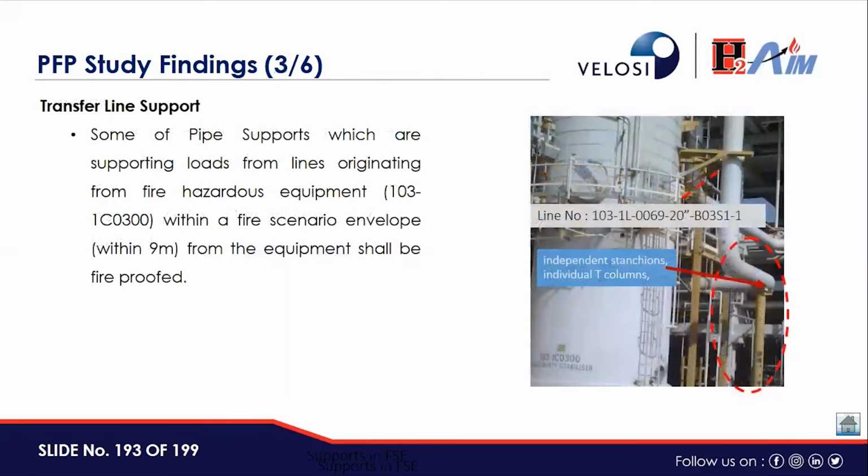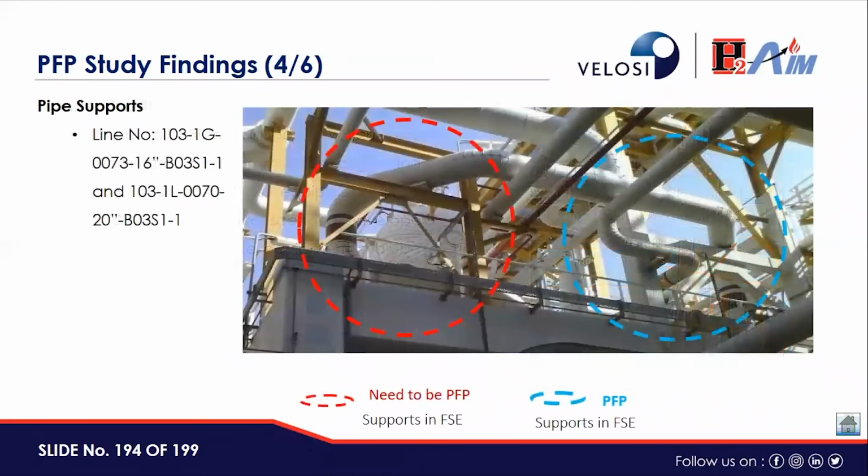Another finding of this passive fire protection study was that some of the pipe supports which are supporting the loads from the line originating from fire hazardous equipment within a fire scenario envelope shall be fireproofed. Then for the pipe supports, this red dotted circle needs to be passive fireproofed.